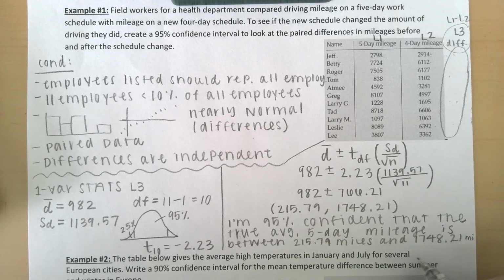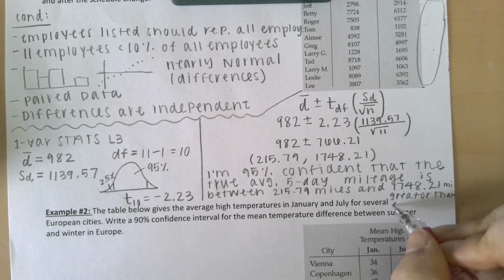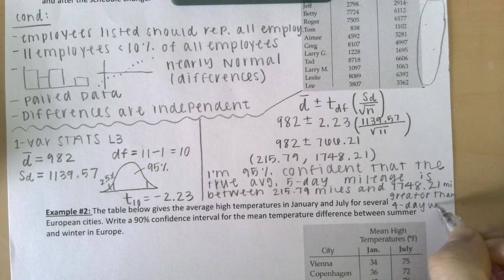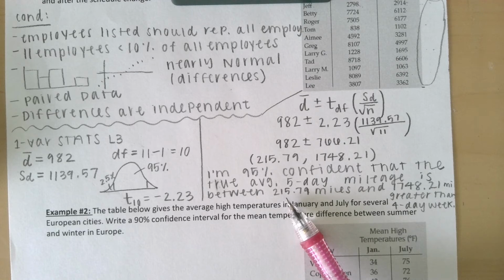I'm going to say more than or greater than. I should have given you more room here, guys, I'm sorry. Is greater than the 4-day week. So essentially what we found here is that we are pretty darn sure, we're 95% confident that if we require workers to work a 5-day week versus a 4-day week, they are going to have higher mileage by somewhere between 215 miles up to 1748 miles.